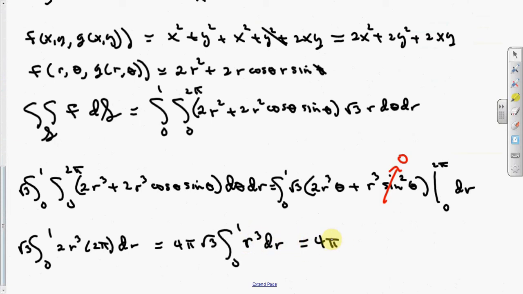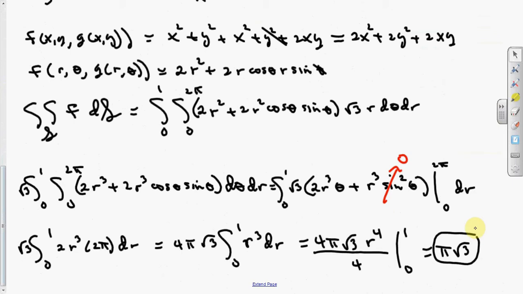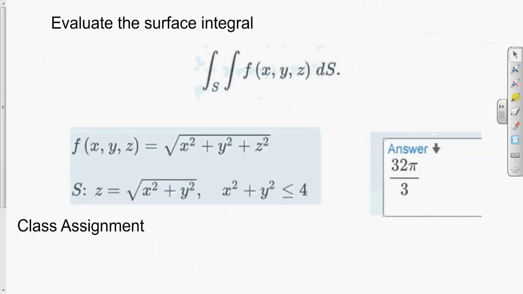So this is 4 pi times the square root of 3 times r to the 4th all over 4. Evaluate the r from 0 to 1. So all we have left is just pi times the square root of 3. Okay. Any questions there? Try your hand at that one.